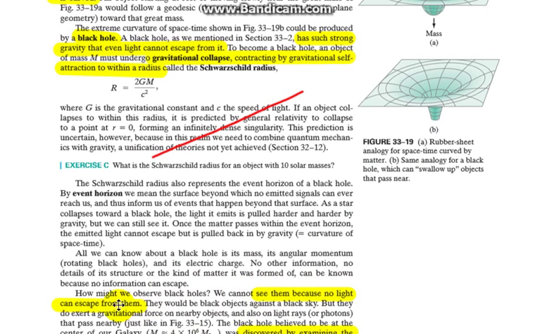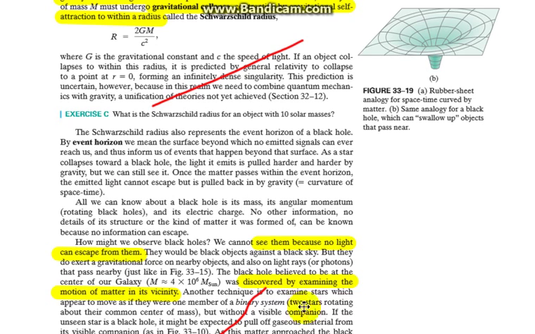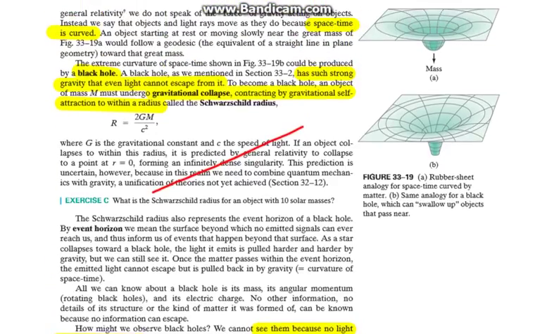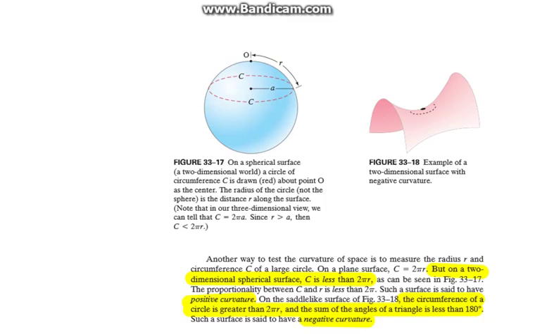But of course, no light can escape. They would appear black against the black sky, but they do exert gravitational force on nearby objects and also on light rays that pass nearby. So the black hole believed to be at the center of our galaxy was discovered by examining what happens to things close to it. If we can see that things are getting super curved in one direction, light is getting bent in that direction, that could be the indication of a black hole. All right, so that is the end of that section.